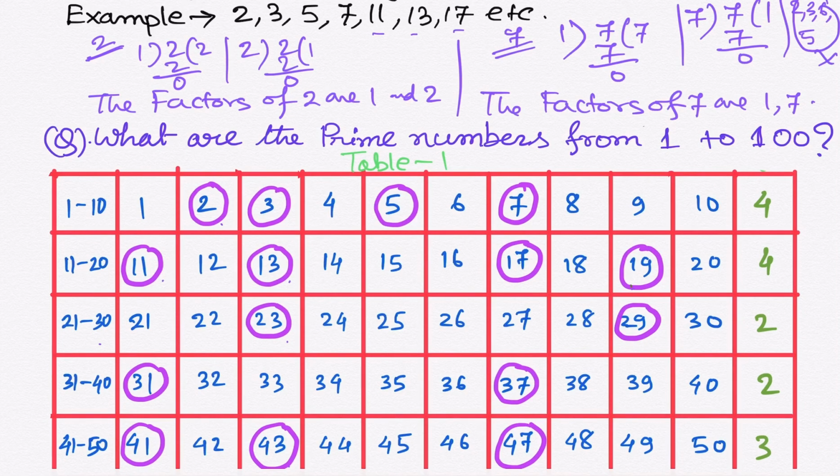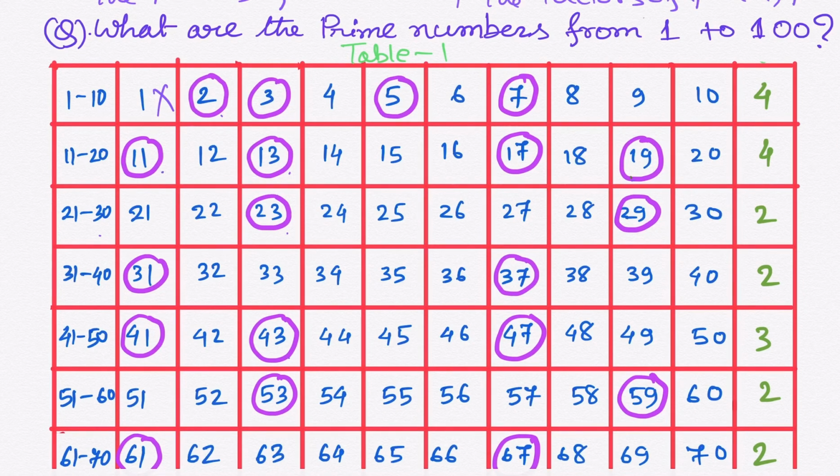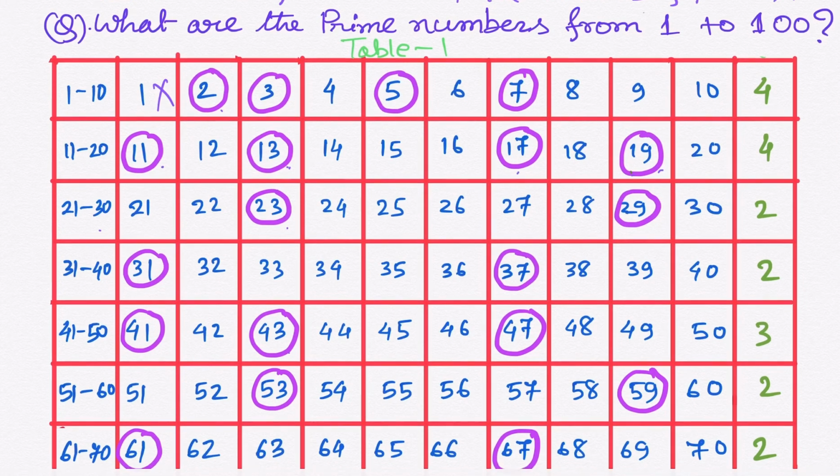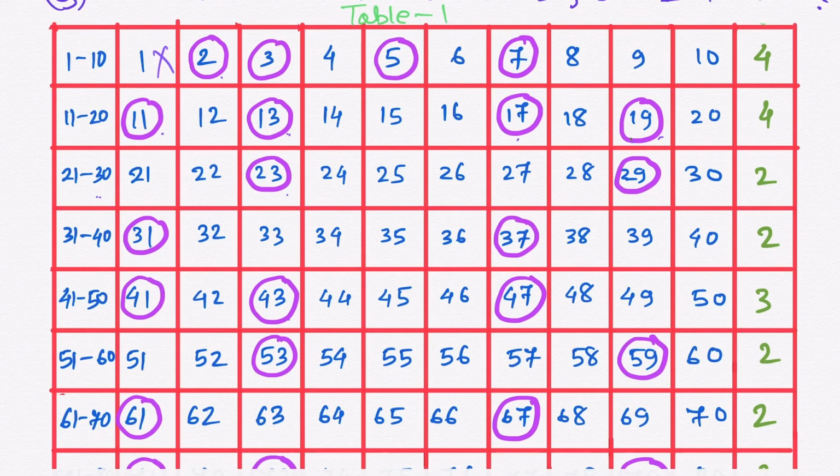Now let's start with the question: what are the prime numbers from 1 to 100? I am showing you in this table the numbers 1 to 100 and how many prime numbers are present. First the range 1 to 10. In this range, 1 is not a prime number, so we do not count it. 2, 3, 5, 7 are the prime numbers. In 11 to 20, the prime numbers are 11, 13, 17 and 19. In 21 to 30, the prime numbers are 23 and 29.